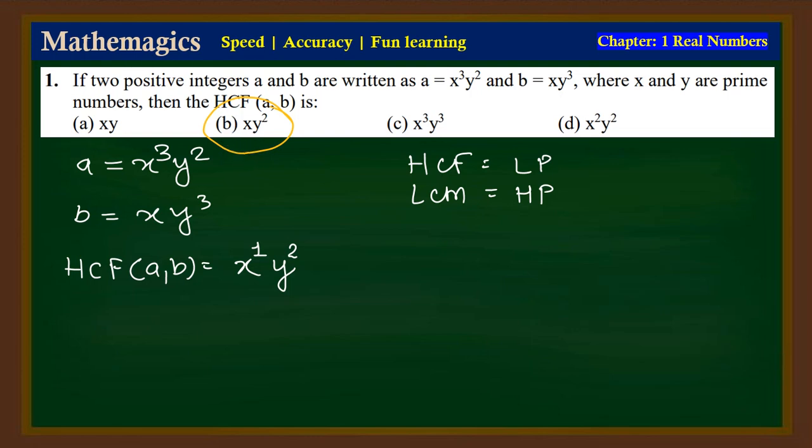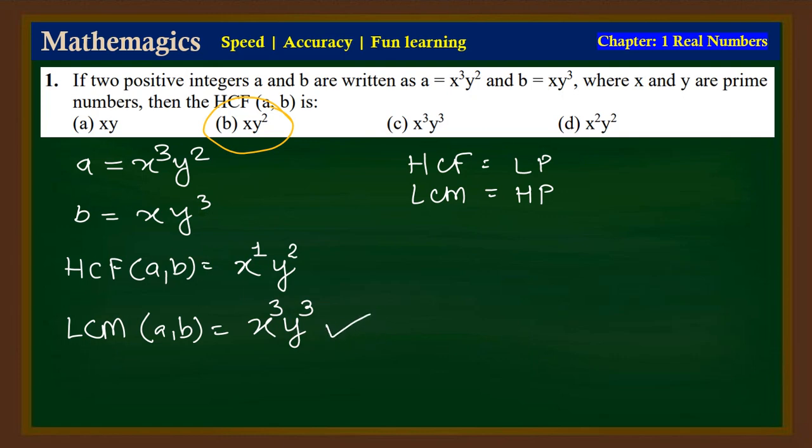Here I just wanted to show you how to find the LCM also. So the LCM of a and b will take the highest power. Again we write x and y. The highest of x cube and x is 3 only. And in y the power is 3. So the LCM is x cube y cube.